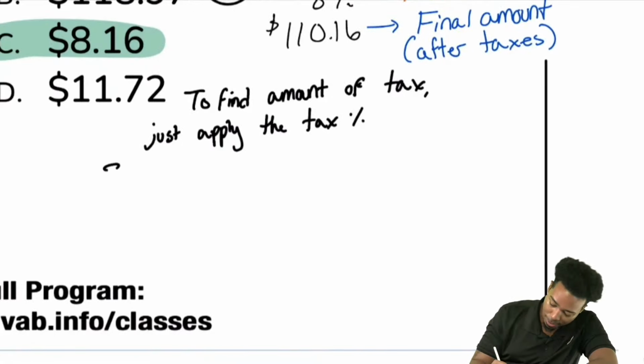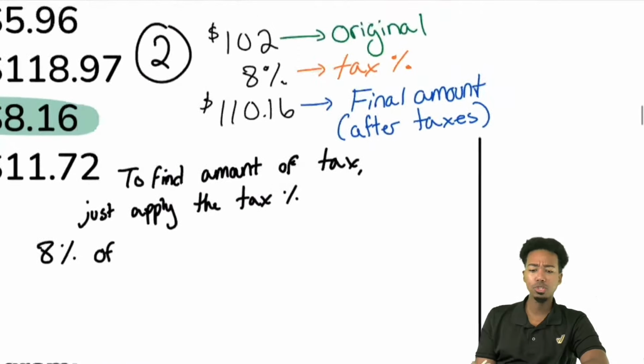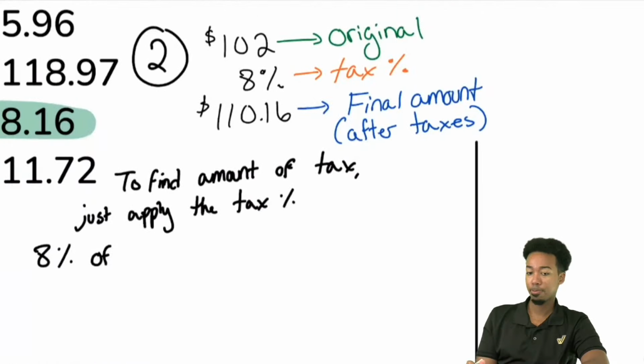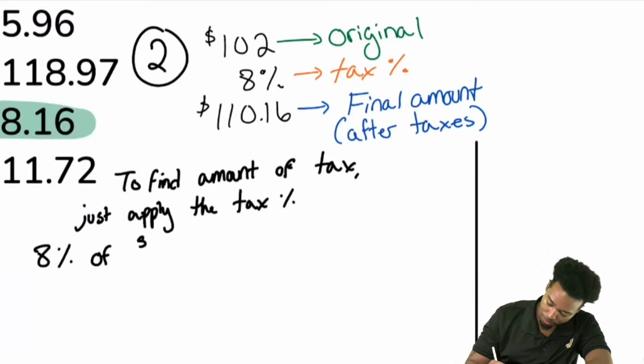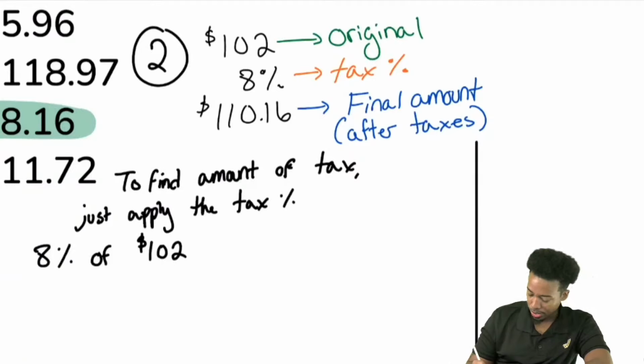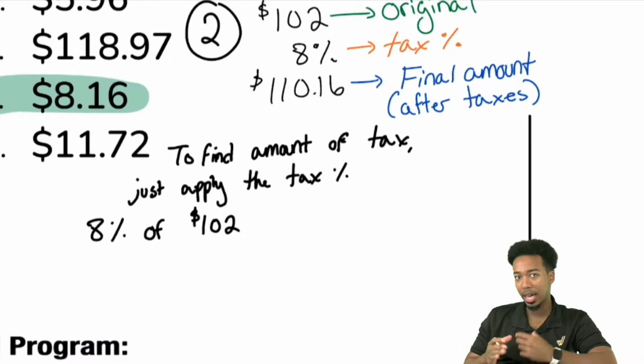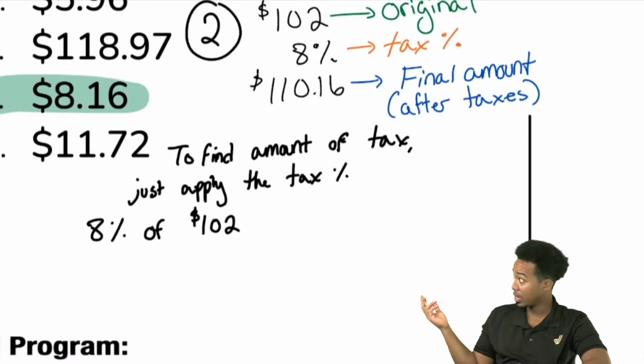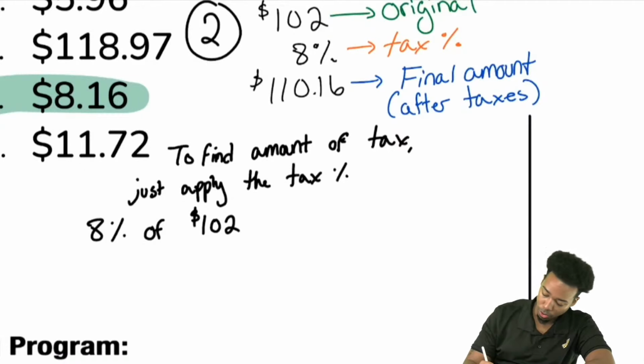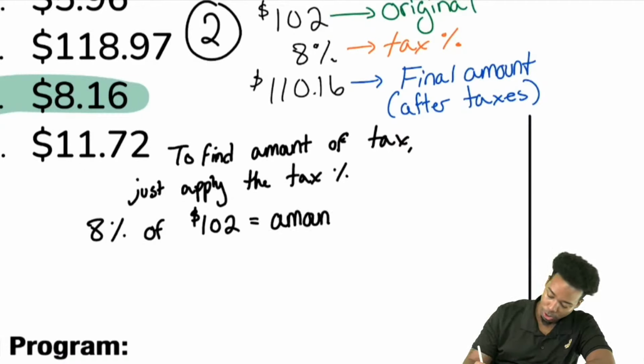And again, remember, you apply the tax to the original amount. Everybody, what was the original amount in this problem? $102. That's right. So 8% of $102. Sounds great. Okay. Now, let's go ahead and actually set up the formula. We've already have it there. The 8% of $102 equals the amount of tax. And let me just associate this with you.